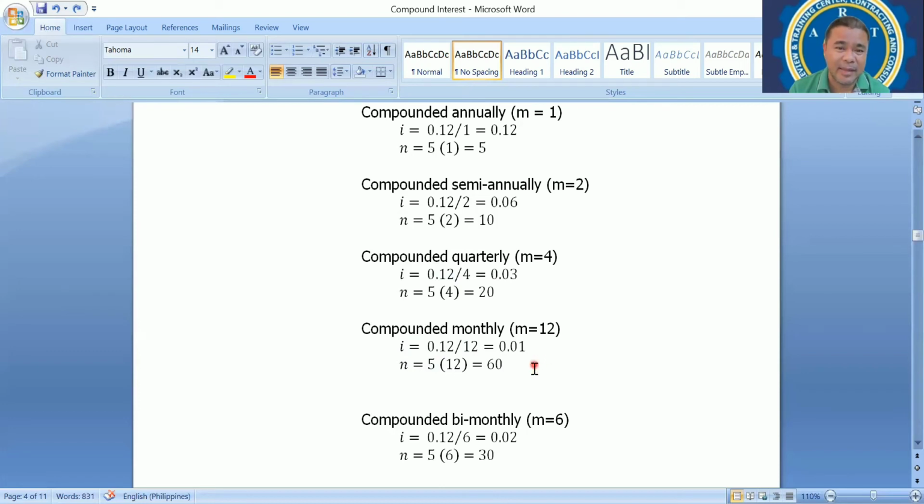Here, monthly, so I equals 12% divided by 12 equals 0.01, and N equals 5 times 12 equals 60. For compounded every 6 months, M equals 6, I equals 12 over 6 equals 2%, and N equals 30. Okay, so we will proceed.